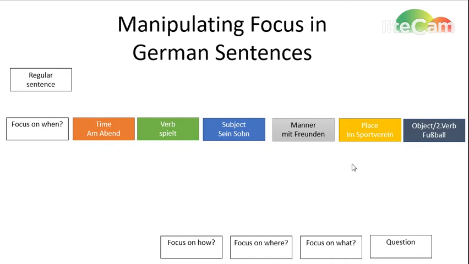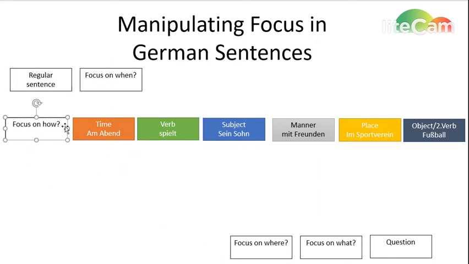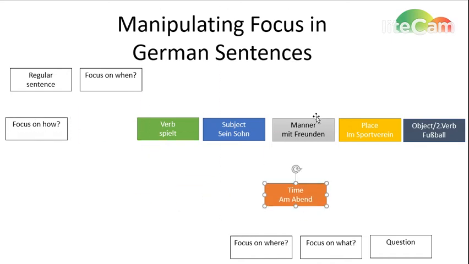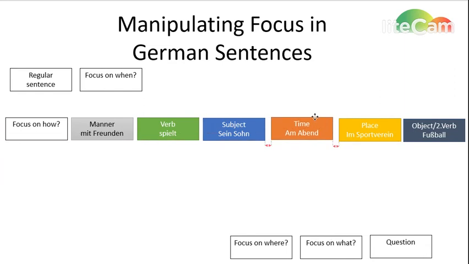Okay, now let's say you don't want to focus on the when, but rather you want to focus on the how something's going to happen. That is the manner of it happening. Well, for that to be the case, what you do is you take the time out, you take the manner in which something takes place, you put it into first position. Remember now, time and place, they still have to follow that order, even though you've taken the manner out. You have, mit Freunden spielt sein Sohn am Abend im Sportverein Fußball.